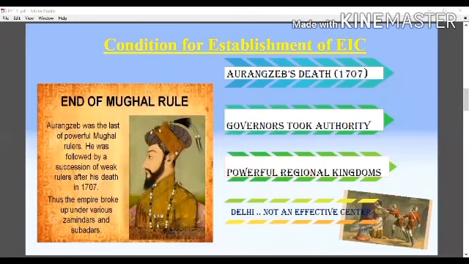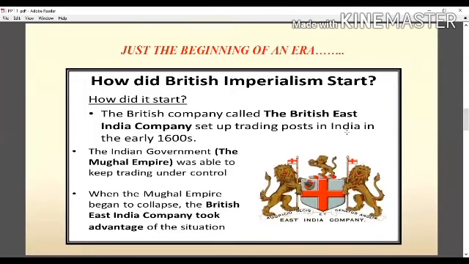So now, when this is just the beginning of the era, how did British imperialism start? How did the British basically come into India, and how did they start having their control over it? The answer is that the British East India Company came and set up their trading post. They didn't come to just rule over India. They didn't want administrative control in the beginning. In the beginning, they just wanted to have their trading post over here. So they wanted to come in as traders.